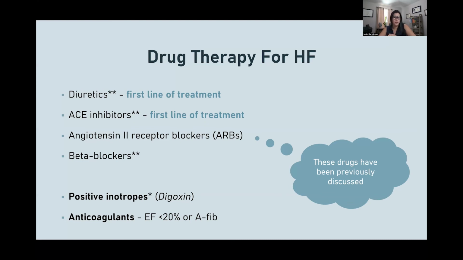And so another classification of medications that these patients get are anticoagulants, because I told you one of the complications is clots, because the blood is pooling. So they might have to be on an anticoagulant if their ejection fraction is less than 20, or they have dysrhythmia such as a flutter or a fib.